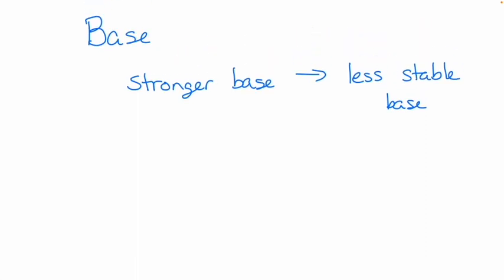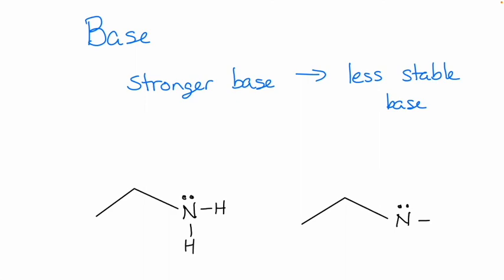If we look at two different bases, which one of these is going to be the stronger base? The one on the left or the one on the right? Why the one on the right? Because it's less stable with its formal charge. Nitrogen's furious here. It doesn't want to have that formal charge of -1, so it's going to grab a hydrogen from anywhere it can get it in order to not be so unstable.